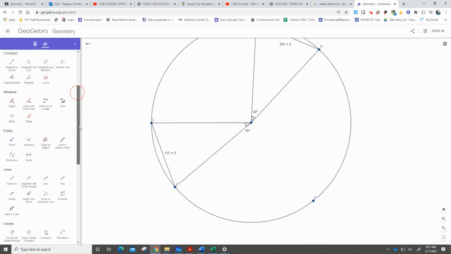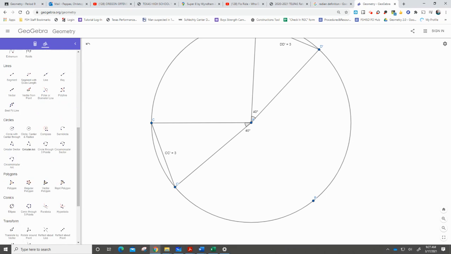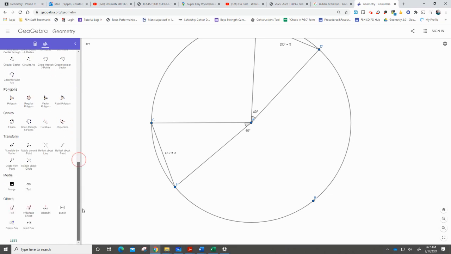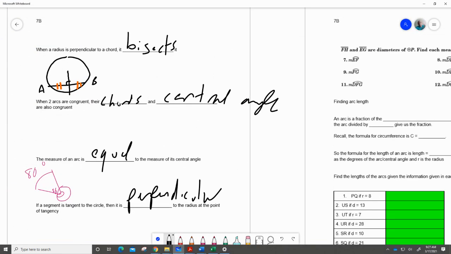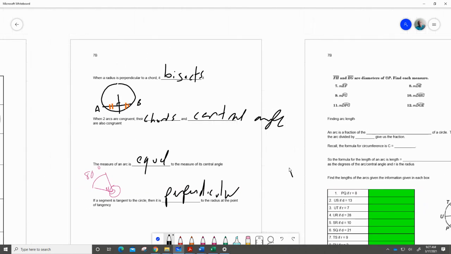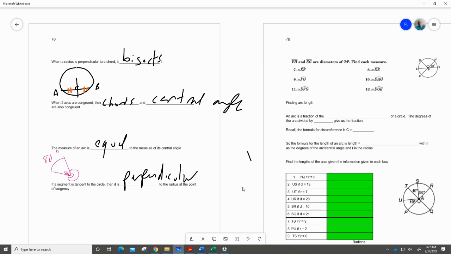I don't think there's a way on here to measure an arc, so I don't think we really do that. We could talk a little bit more about arc lengths later on in the second part of these notes here. So we took care of bisects, we took care of the measure of an arc being equal to the measure of the central angle, and we did the perpendicular thing right there. So if you want to use GeoGebra and fiddle around with it on your own and come up with some of that stuff on your own, that's cool.